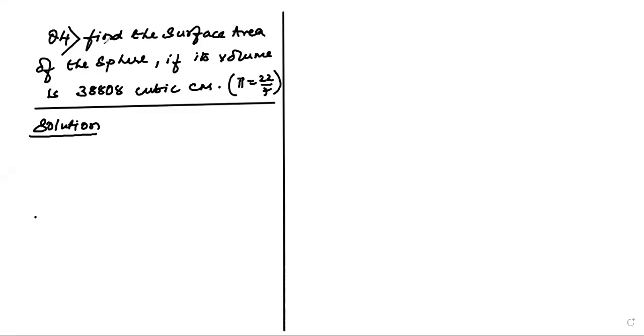Children, question number 4. Children, find the surface area of a sphere if its volume is 38808 cubic centimeter. Pi equal 22 upon 7. Very simple, children. They're very easy. Surface area of the sphere you want to find if its volume is given. So solution, please have a look here.